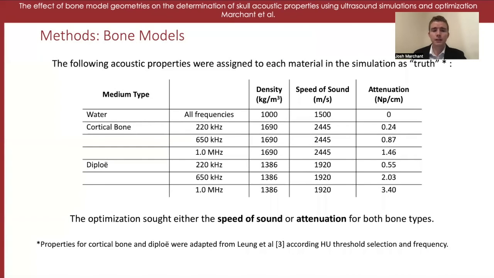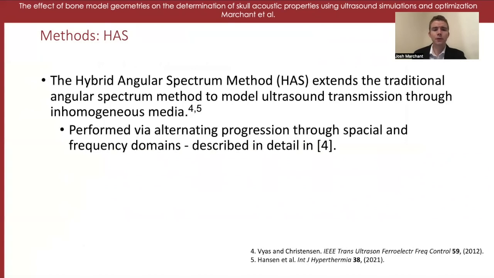Each bone model was assigned the following acoustic properties as true values, which the optimization algorithm would attempt to determine. These values were derived using a Hounsfield unit to acoustic property relationship as referenced below. To perform the ultrasound simulations, the hybrid angular spectrum, or HAS method, was employed.